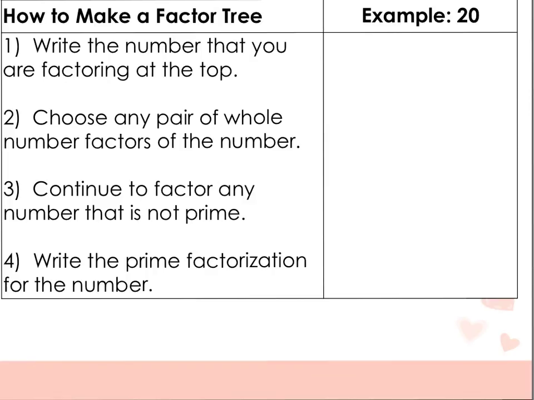Then you're going to choose any pair of whole number factors of the number. So you're just going to find two numbers that multiply to your number. Whether they're prime or composite does not matter, because we're then going to continue in step 3 to factor any number that's not prime. And we're going to keep going until all of the ends are considered to be prime numbers. And then last but not least, we'll write the prime factorization of the number.